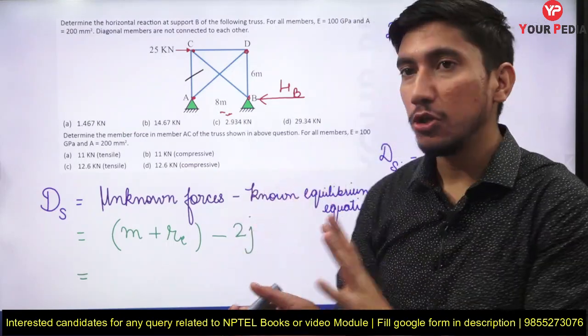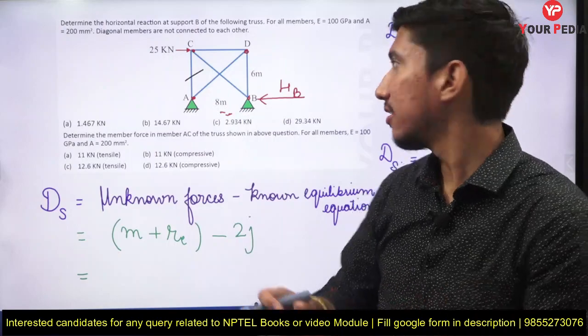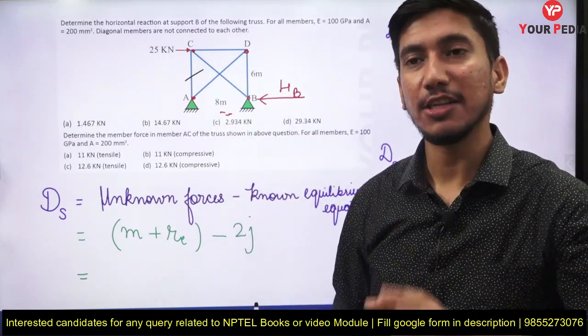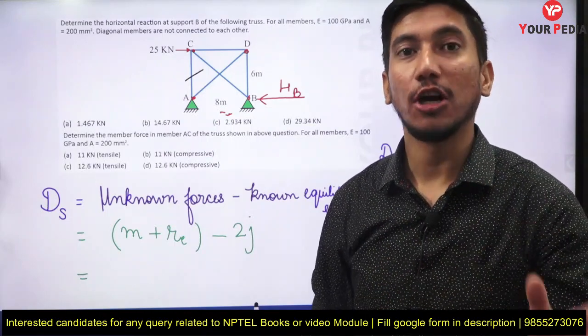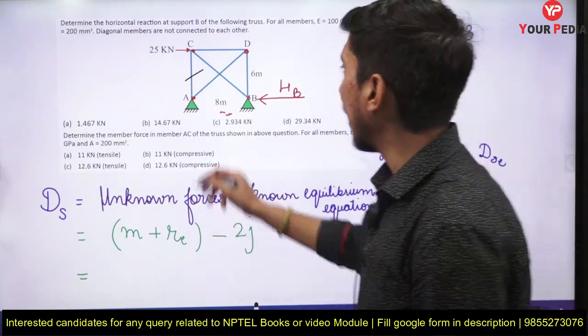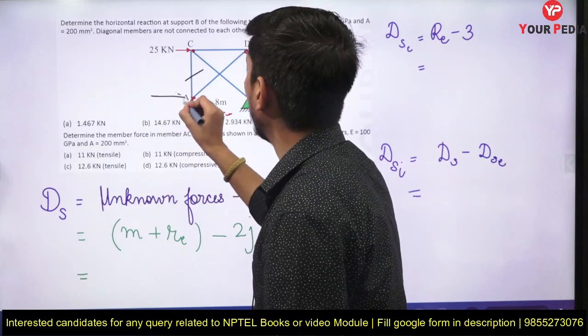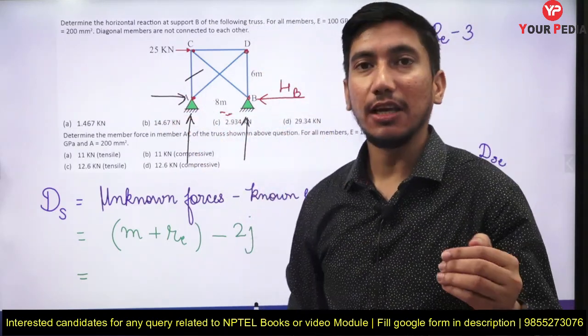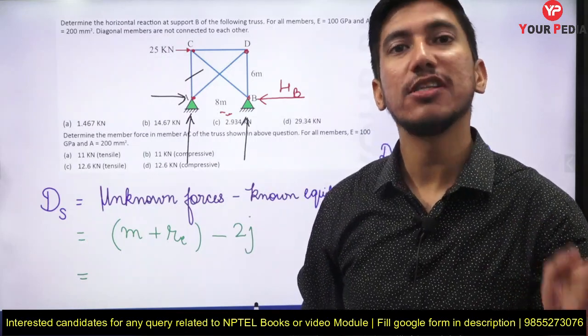But this truss is not that easy. Why? Because here if you closely notice, the supports are both hinged. It's not a hinge and a roller support. It's not a statically determinate truss. It has 4 reactions. If you closely look, it has 4 reactions, whereas the available number of equilibrium equations are 3 only.